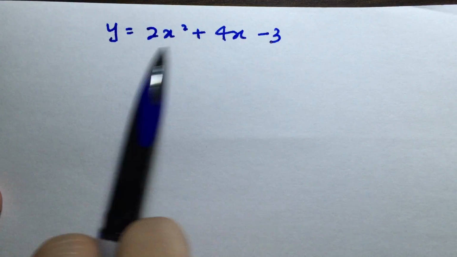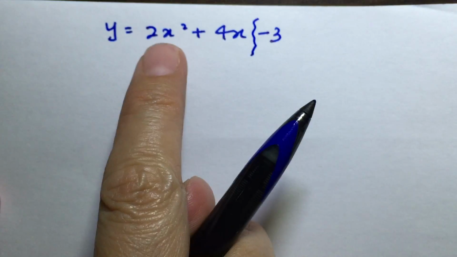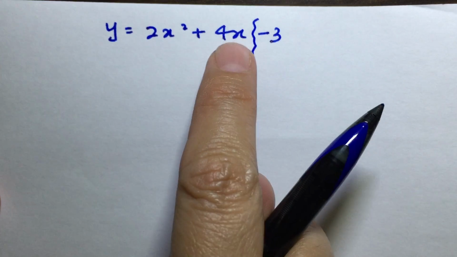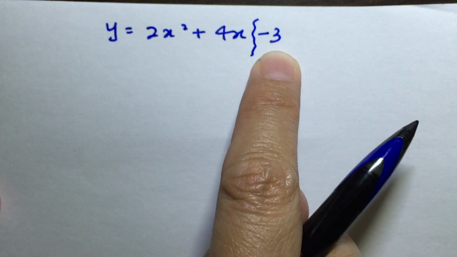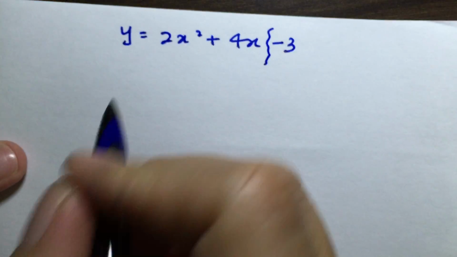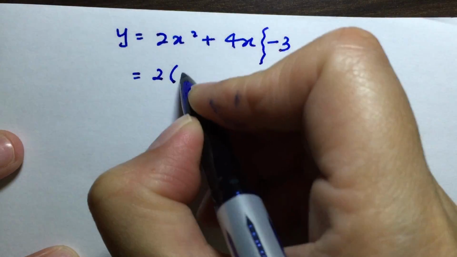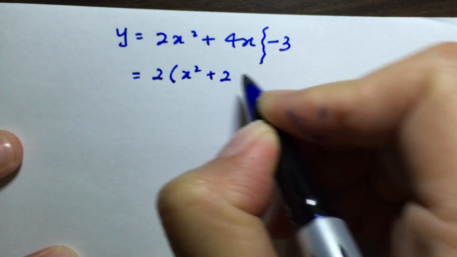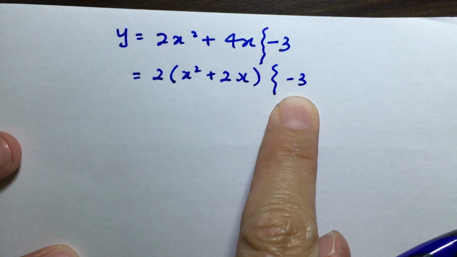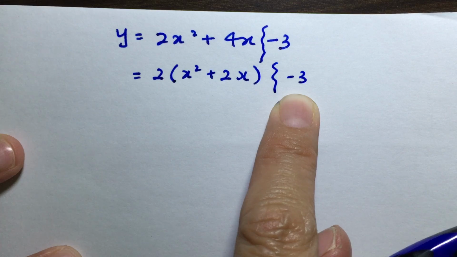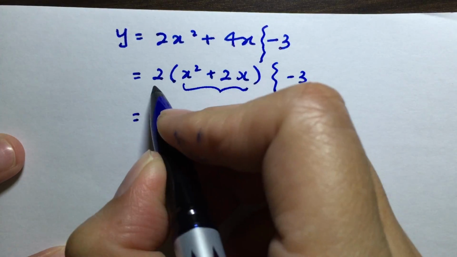Now what we can do is break the right side of the equation into two parts. The one with the x squared term and the x term is what we're going to use for the completing the square, and the minus 3 we're just going to leave aside for the time being. So we're going to factorize out the 2, and we'll have x squared plus 2x. And don't forget, we still have a minus 3, but we're going to leave it aside for the time being.